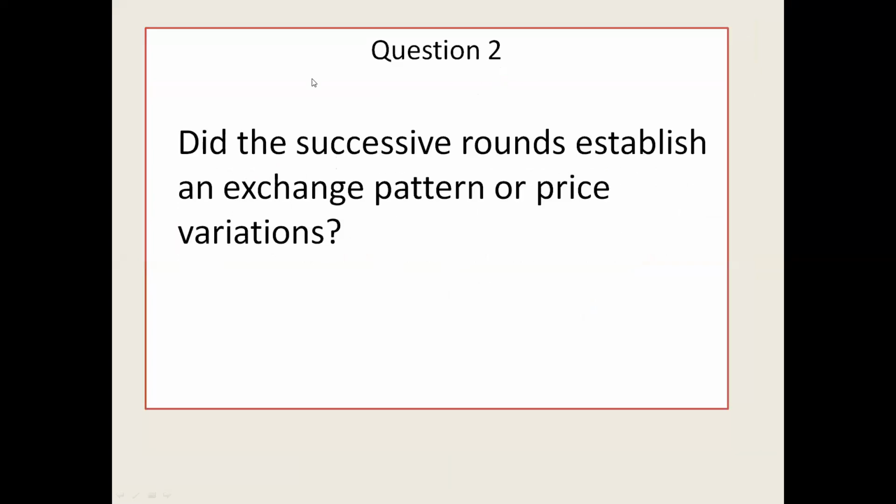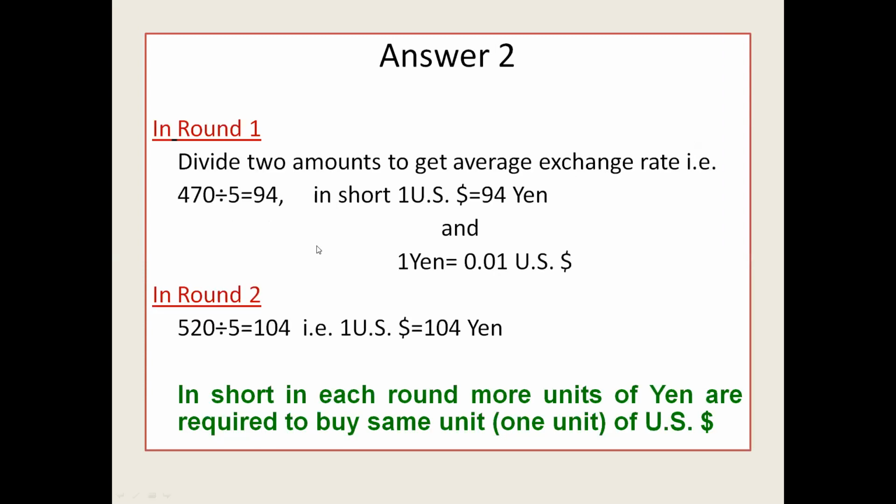Now, question 2. Did you observe any kind of price variation? Was there increase in exchange rate or decrease in exchange rate in successive rounds? In the first round, what you observed was that 1 US dollar was being sold for 94 yen. In second round, 1 US dollar was being sold for 104 yen. In short, in second round, you paid more yen for same unit of US dollar. Undoubtedly, there is increase in exchange rate in second round.